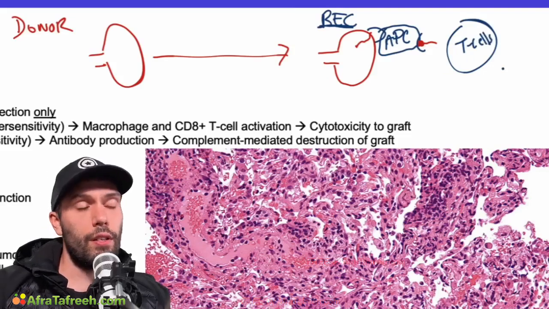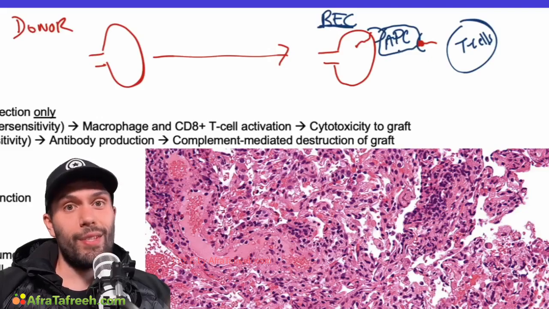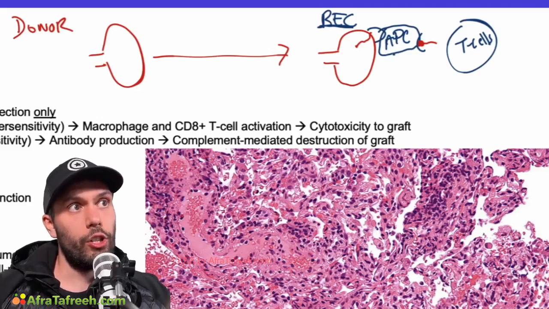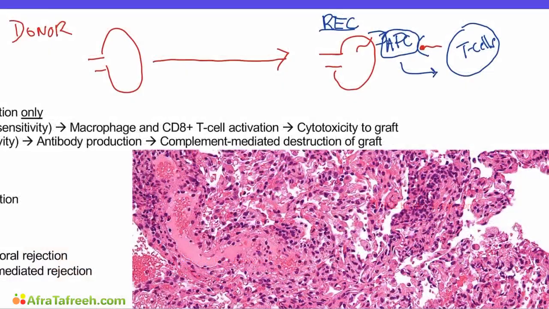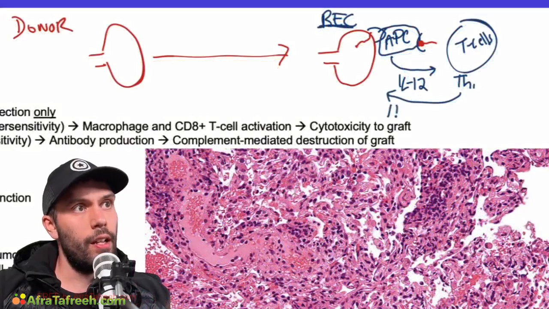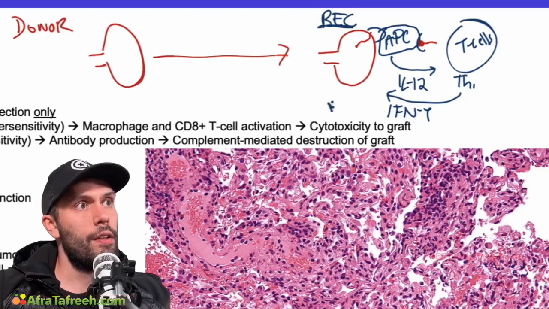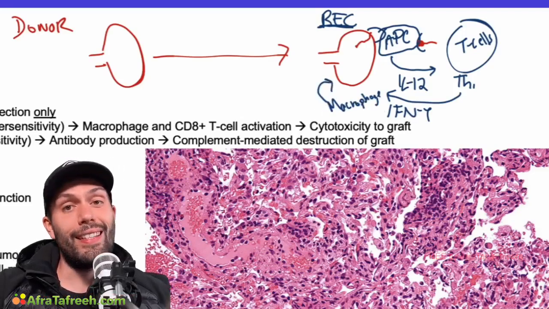Now, of course, this can go a couple different ways, and we talked about this in great detail already in the video series. But again, when this antigen presenting cell presents this HLA antigen, it can release certain substances, right? It can release interleukin 12. And if it releases interleukin 12, it's going to cause this T cell to become a T helper 1 cell. And then what's that T helper 1 cell going to do? It's going to release interferon gamma, right? And that interferon gamma is going to cause macrophage activation. And these macrophages, what are they going to do? They're going to go and they're going to attack that tissue.